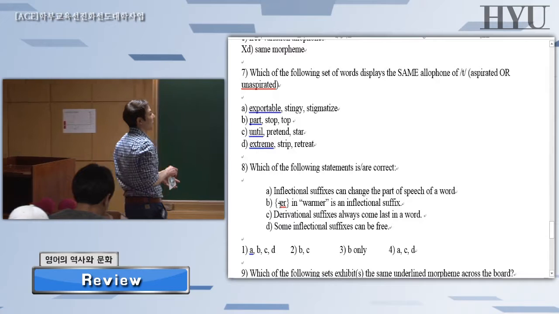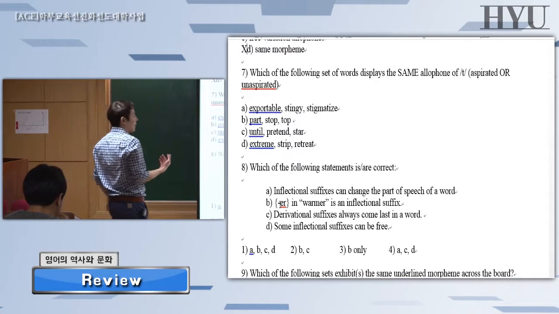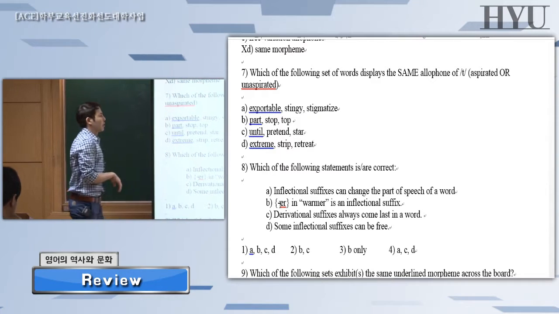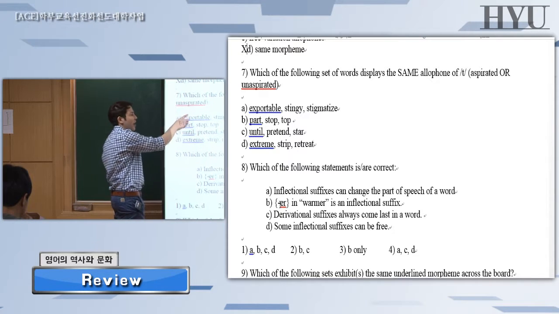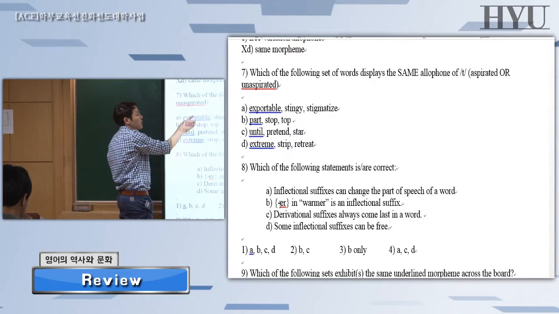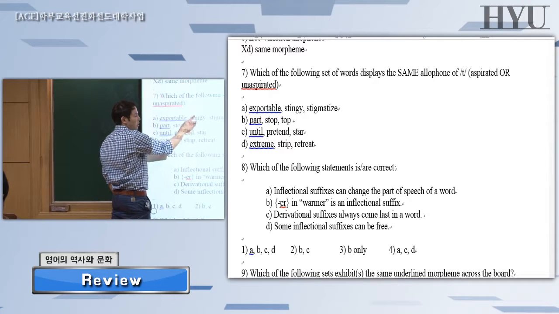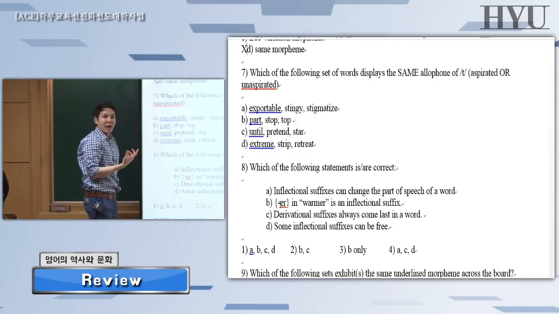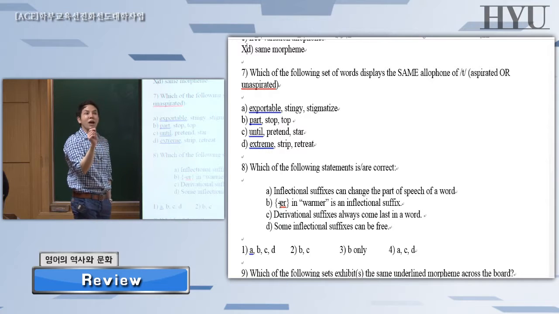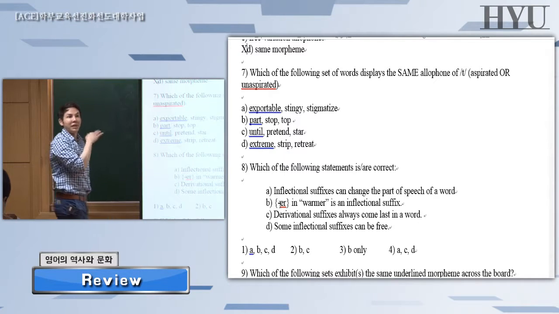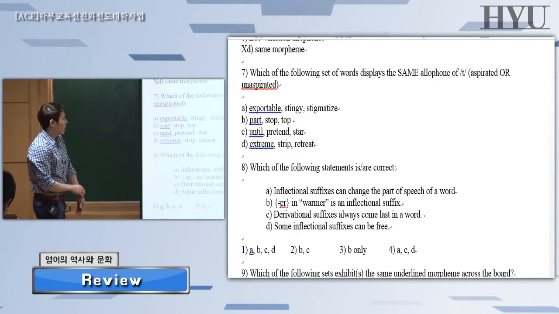Number 7, which of the following set of words displays the same allophones of T, aspirated or unaspirated? Number A, exportable. X has K and S here, so P here is unaspirated. The second word, stingy, T is also unaspirated because it's after an S. And the third one, stigmatized, T is also unaspirated. So A is correct, because P, T, and T here are all unaspirated.